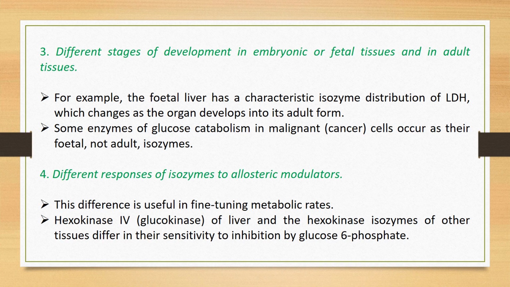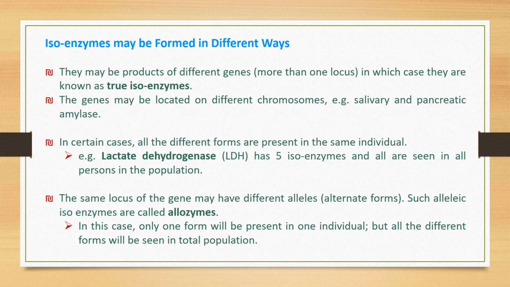This points towards the different origins of the gradual development of the stages. They are different in the same cell but different organelles. They may be different in different organs, different towards the substrate sensitivity, towards the regulator sensitivity, and towards the allosteric modulator sensitivity. Okay. Now, isoenzymes may be formed in several ways.